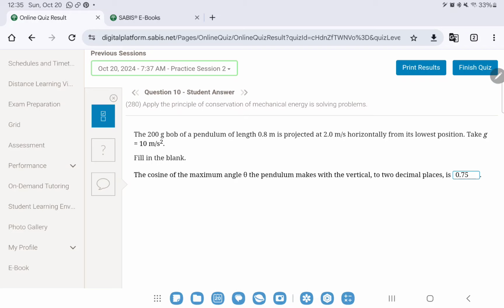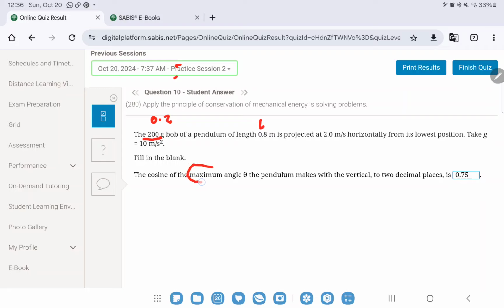The 200-gram bob of a pendulum, so it's 0.2 kg, of length 0.8 m, is projected at 2 meters per second horizontally. So 0.8 is your length, not height, and we need to find the height, because they don't give us a height, from its lowest position. And here they want the cosine of the maximum angle theta.